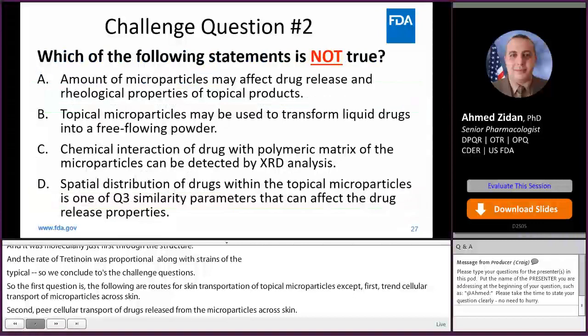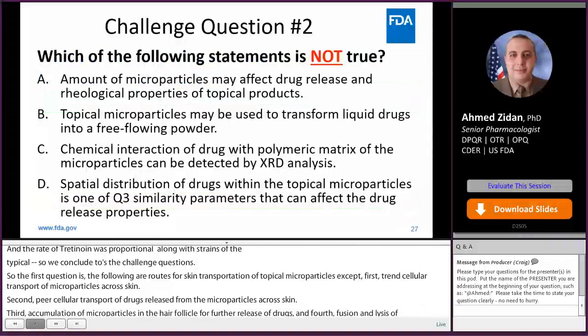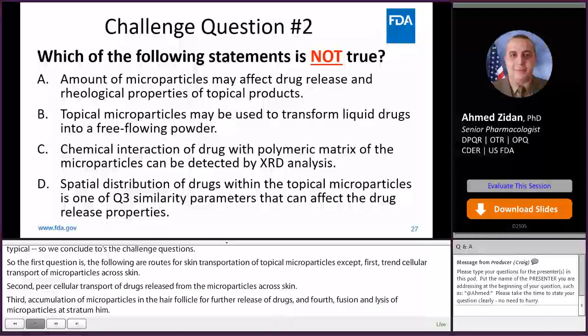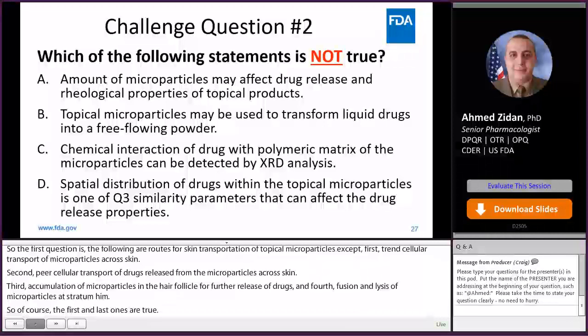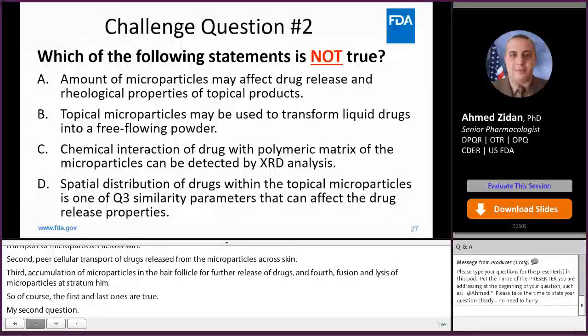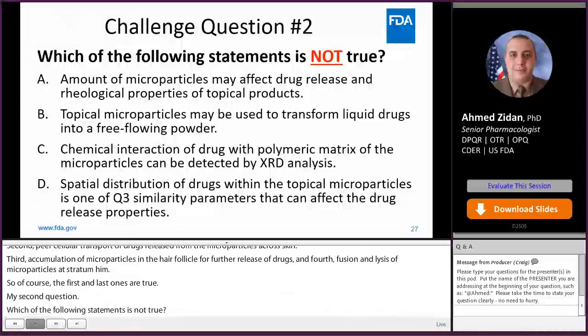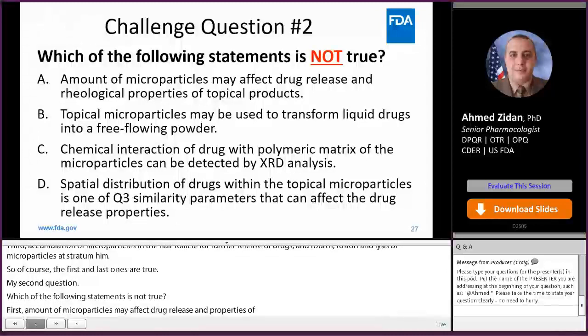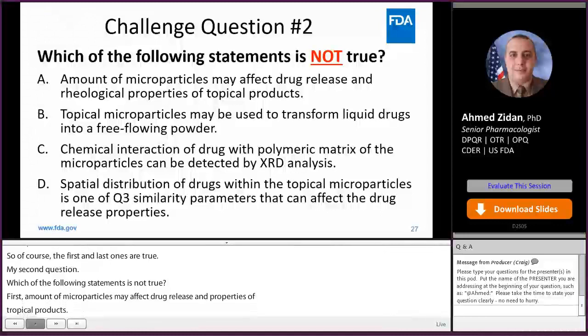My second question: which of the following statements is not true? First, amount of microparticle may affect drug release and neurological properties of topical products. Second, topical microparticle may be used to transform liquid drugs into a free-flowing powder. Third, chemical interaction of the drug with the polymeric matrix of the microparticles can be detected by XRD analysis.